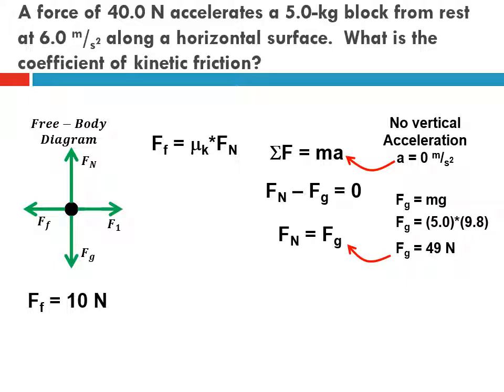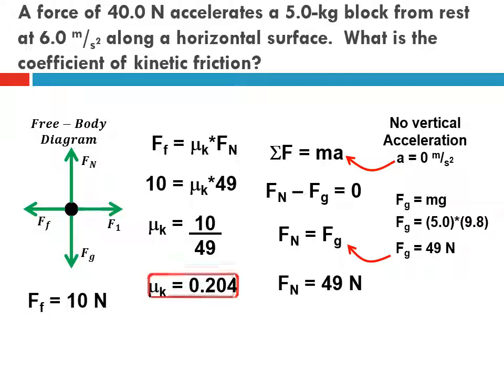And since we solve this equation, we bring the force of gravity to the other side, and we find that the two forces are equal to each other, so the normal force is equal to 49 newtons also. So now we're going to take this 10 newtons of force of friction, plug that in, plug in the 49 newtons of normal force, and then we're going to isolate our coefficient of friction. So we divide both sides by 49, and we find that our coefficient of friction is 10 divided by 49, which equals 0.204.